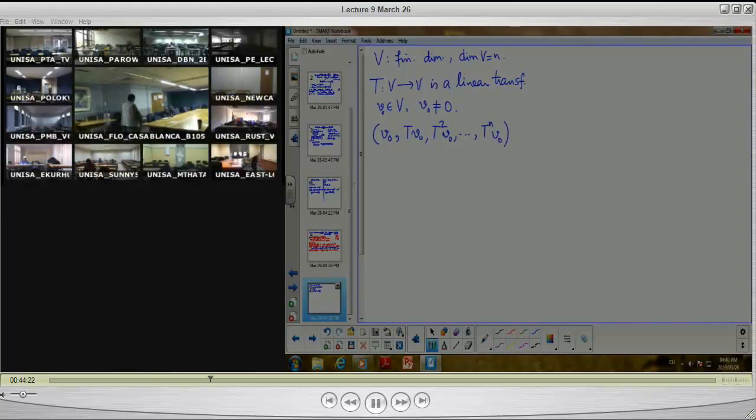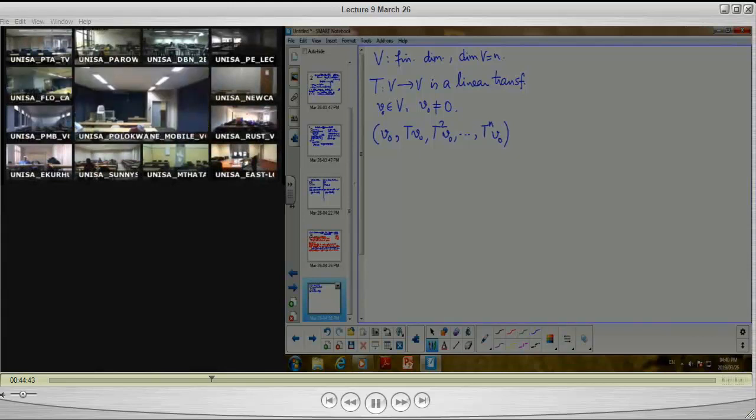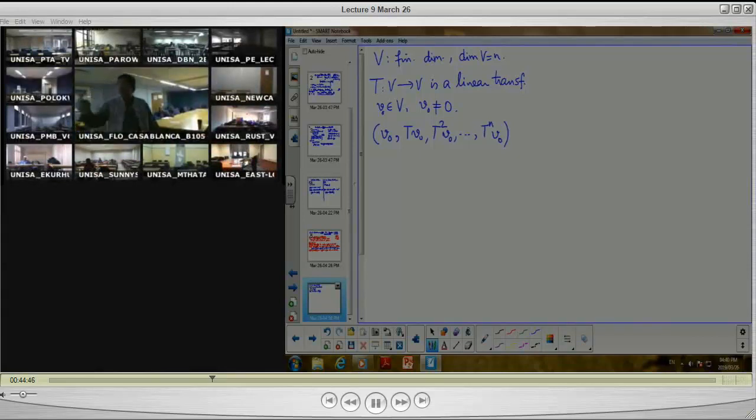What can you say about this list? How many vectors are here? N vectors? Why? So there are n plus 1 vectors. 1, 2, 3. So n plus 1. So therefore is it linearly dependent or independent?